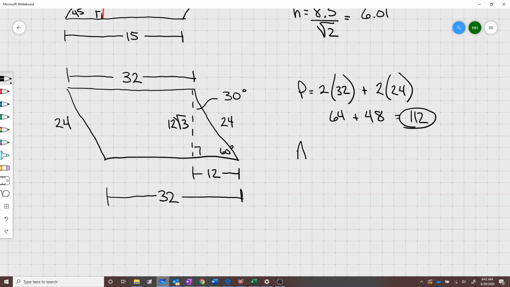Now our area is going to be equal to the base, which we're going to use this 32, times the height. And since these two segments are perpendicular to each other, our 12 radical 3 is the height. So the area of this shape is going to be equal to 32 times 12 radical 3. So in our calculators again, we've got 32 times 12 times the square root of 3, and that gives us 665.1.